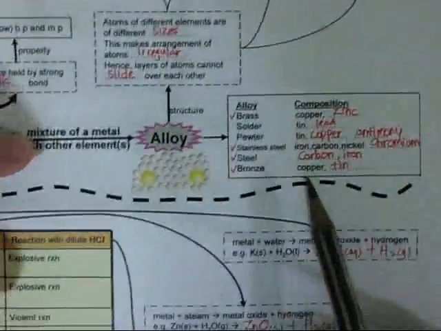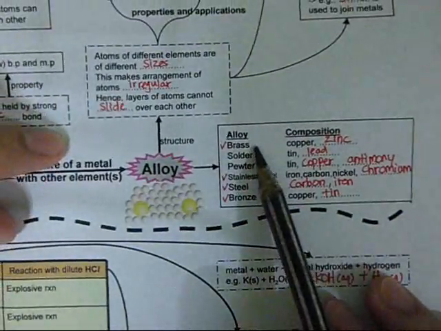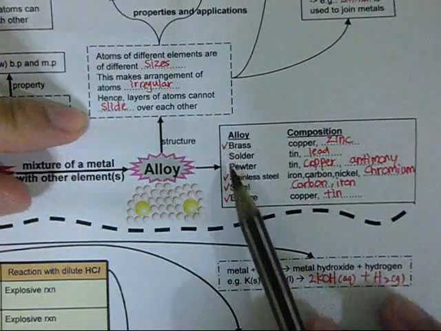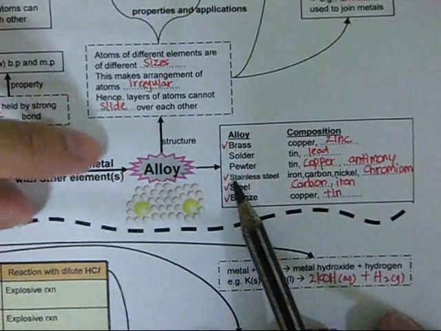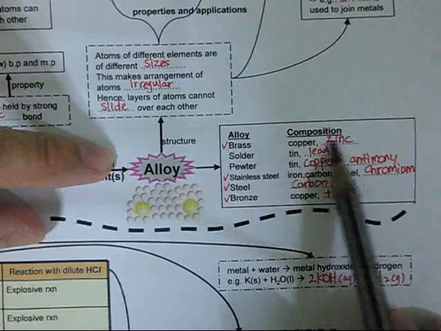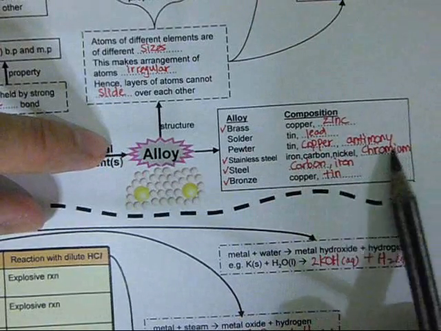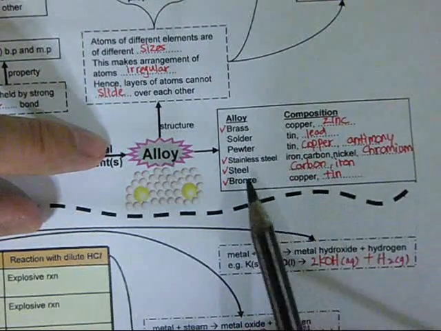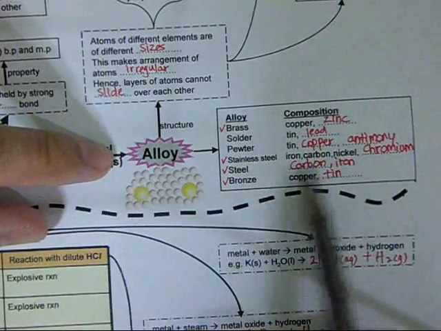And you need to know the composition of the alloys that I put a tick. Brass, you need to know the composition. Stainless steel, 4 constituent elements. Steel, 2. Bronze, another 2.